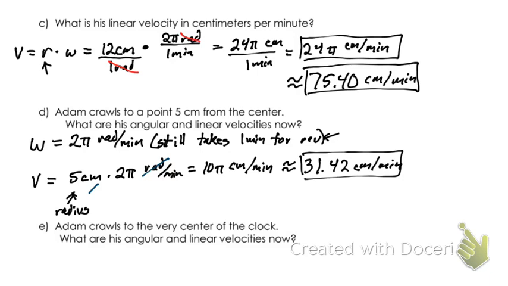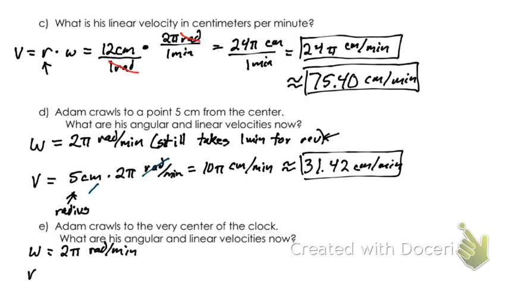All right, the very last thing we have is Adam the ant crawls to the very center of the clock. What are his angular and linear velocities now? Now, you might think his angular velocity is 0, but he's still spinning. If he's just standing on the center of the circle, how long does it take him to do a full 360? Well, it's still that same 1 minute. He's on the second hand, so it'll take him a minute to spin all the way around. So your angular velocity is not going to change. As long as he's on that second hand, it will always be an angular velocity of 2 pi radians per minute. The only way that would change is if he went to the minute hand or the hour hand.